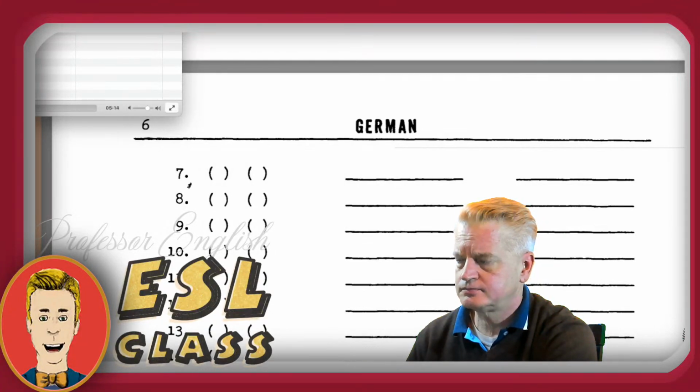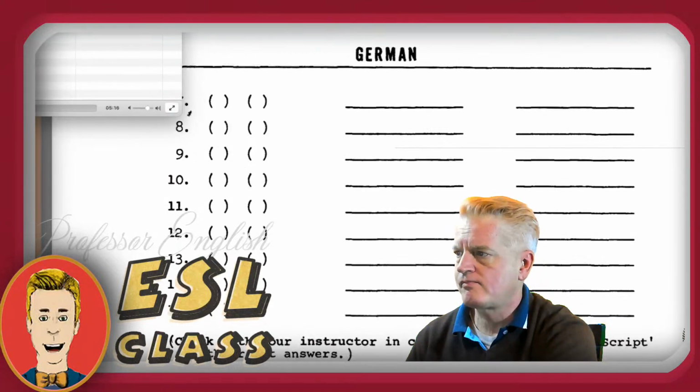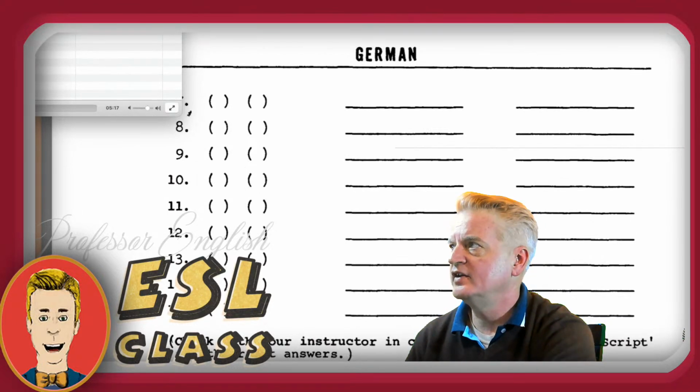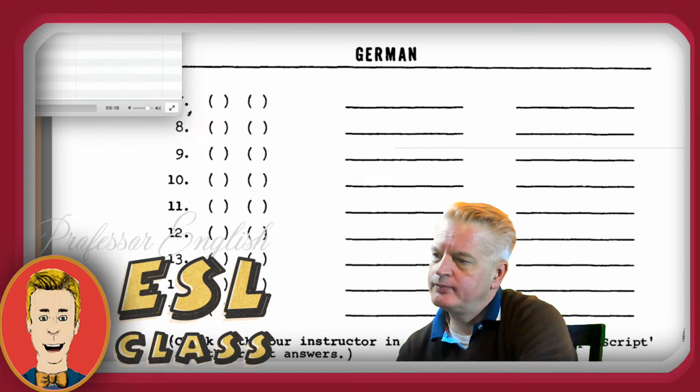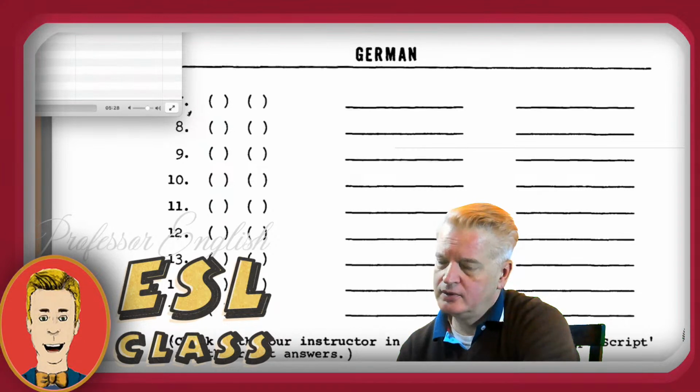Page 6, 7. Lange. That seems like the first syllable. 8. Gefällt. It's like the second syllable. 9. Wohnen. First. 10. Wollen. Wohnen. That's the first one.